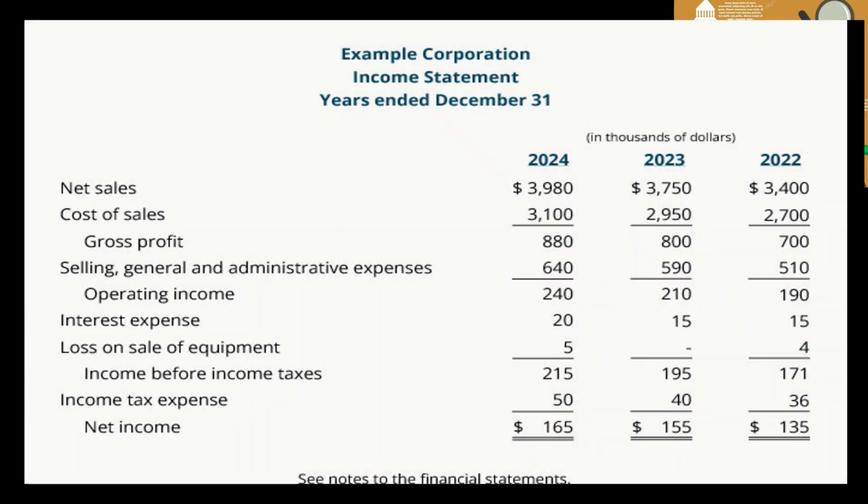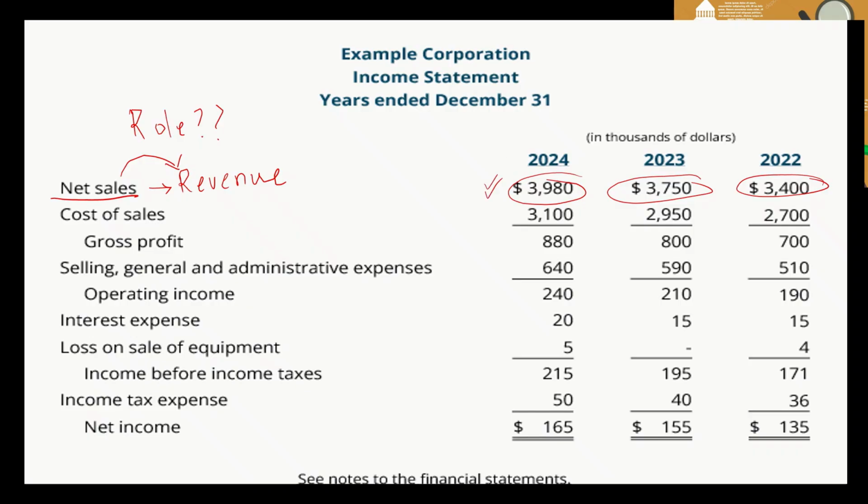Now let's see the role of revenue in the income statement. What is the role of revenue? At the top left corner of the income statement you will see net sales. The net sales is basically revenue, because sales generate revenue. So the revenue for year 2024 is $3,980, for 2023 it is $3,750, and for 2022 it is $3,400. You can see that 2024 has gained more revenue than the rest of the years.